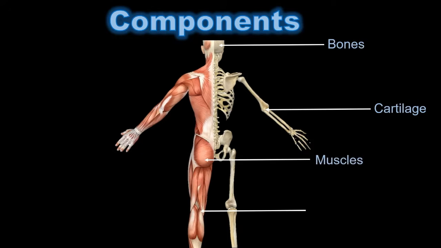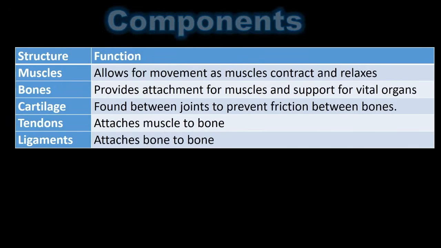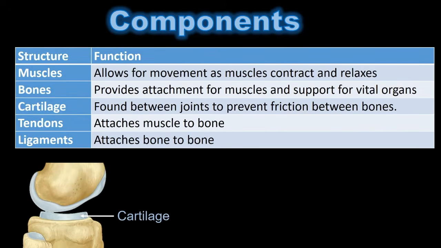So the important components in the musculoskeletal system are the bones, cartilage, muscles, ligaments, and tendons. So let's have a look at their function. The muscles allow for movement as muscles contract and relax. Bones provide attachments for these muscles and also provide support and protection to our vital organs.